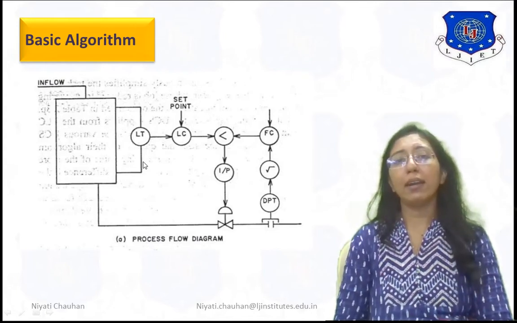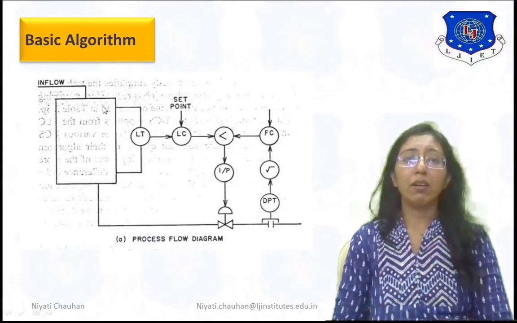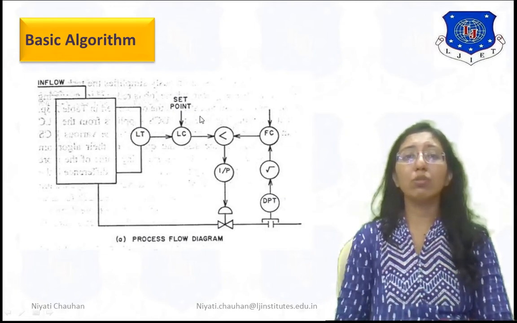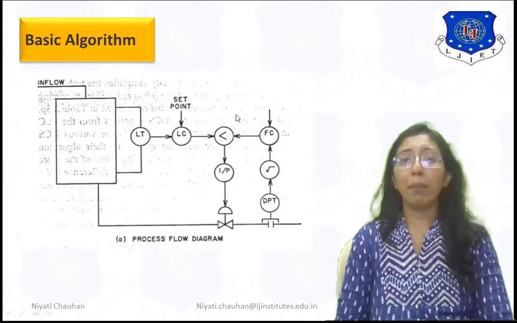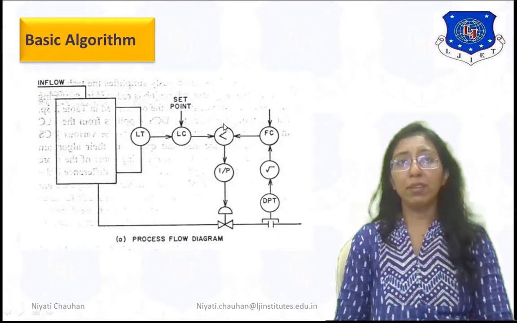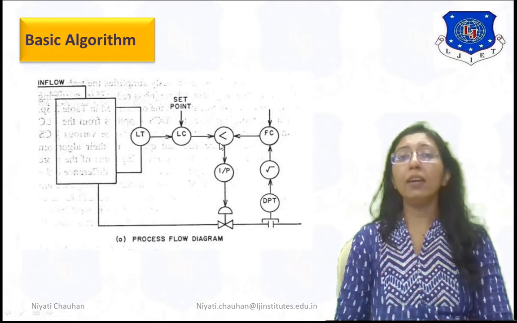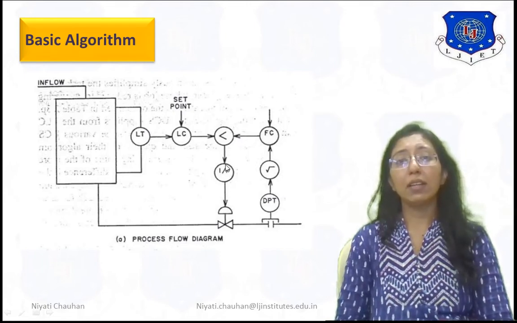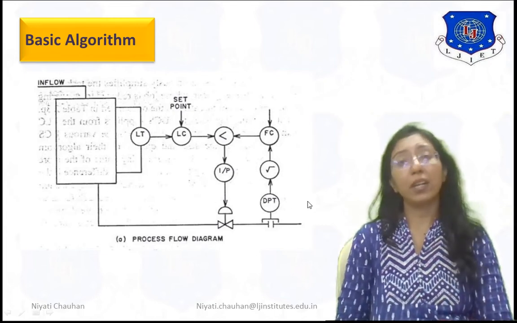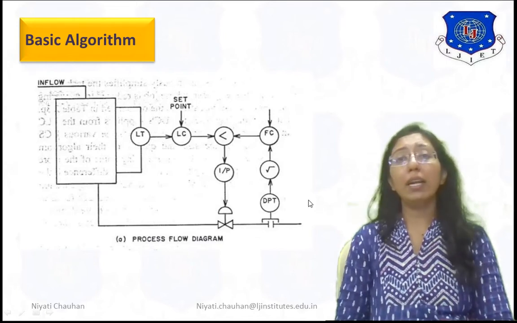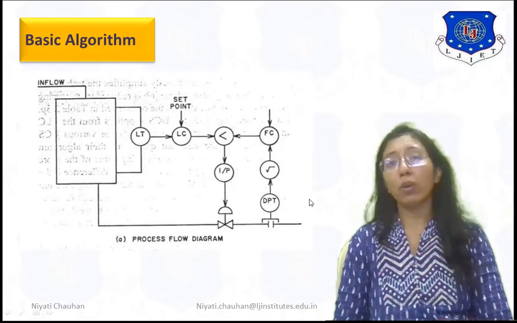On the other side, we have connected a level transmitter, and the level transmitter signal goes to the level controller. This is our set point. Both signals go to the comparator, and through the comparator we get a low selecting signal, and this signal is the input for the control valve, right? So this is a process flow diagram, and this is one type of basic algorithm.